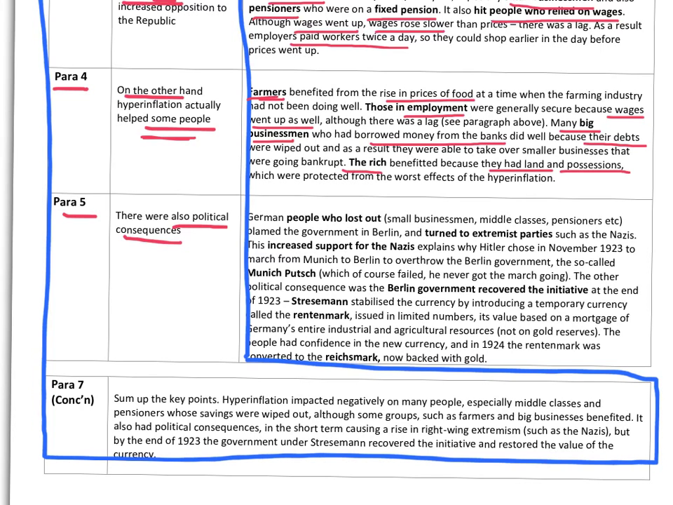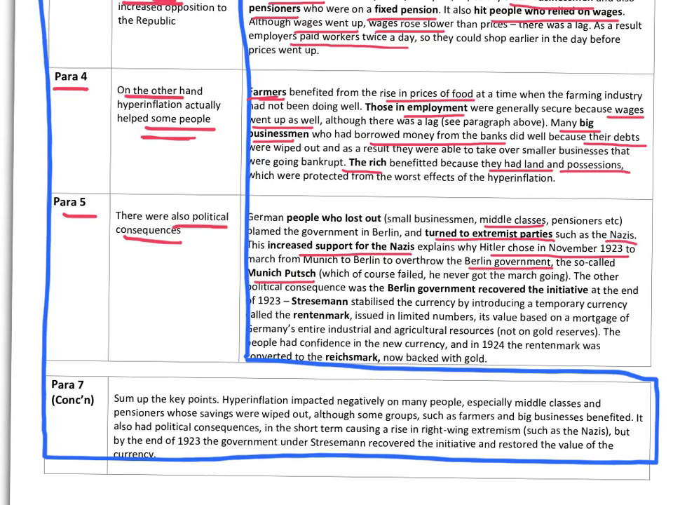Now finally, to get the balance, because so far all you've talked about is the social and economic consequences, point out there were political consequences. Okay, so the people who lost out, and we've just explained who they were, in particular the middle classes, tended to turn to the extreme right-wing parties such as the Nazis. So the Nazis increased their support, Hitler noticed that, and that explains the timing of the Munich Putsch. Hitler chose November 1923 because he realised that a lot of people were blaming the Berlin government for their miserable economic situation. So the timing of the Munich Putsch was decided by the hyperinflation.